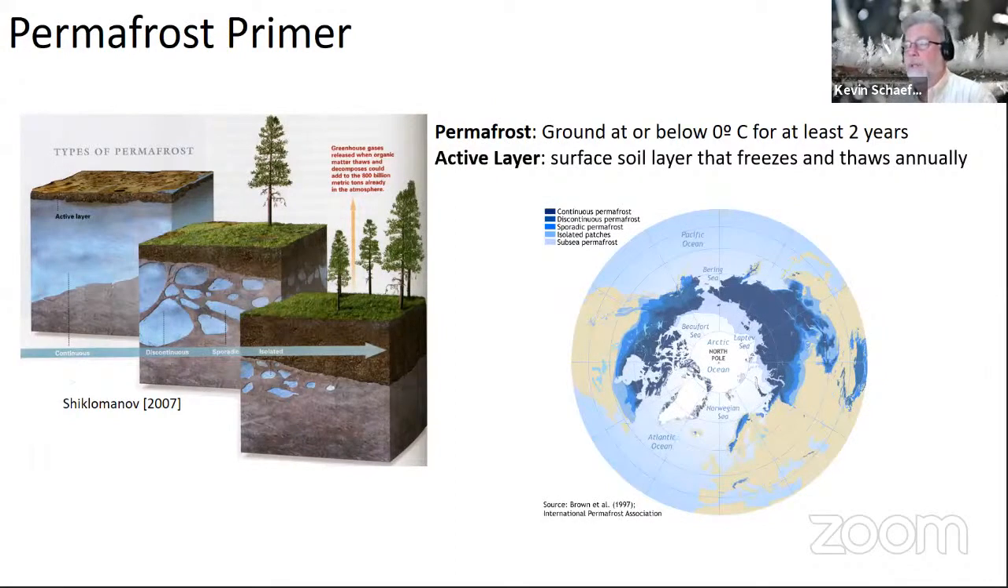This is a map showing the distribution of permafrost across the high northern latitudes. It covers about a quarter of the land surface in the northern hemisphere, so it's quite extensive. It's divided into various zones. Continuous permafrost occurs under 90% of the land's surface. Discontinuous permafrost occurs under 50 to 90% of the land's surface.